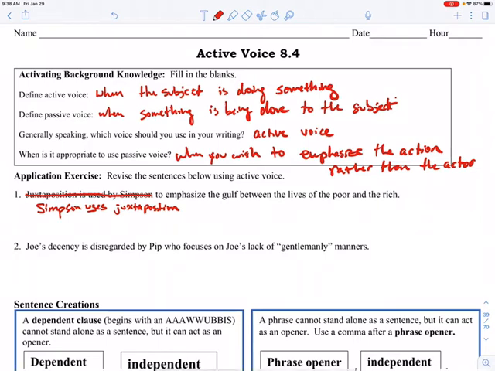I had a different idea. I looked at the key for this one. There are, again, a few ways you could do this. I kind of like what the key does better than what I picked, though. We'll start with the sentence with Pip, which is a nickname of Philip Pirrip in Great Expectations. Pip focuses on Joe's lack of gentlemanly manners. And we'll add a phrase closer. Disregarding his decency.